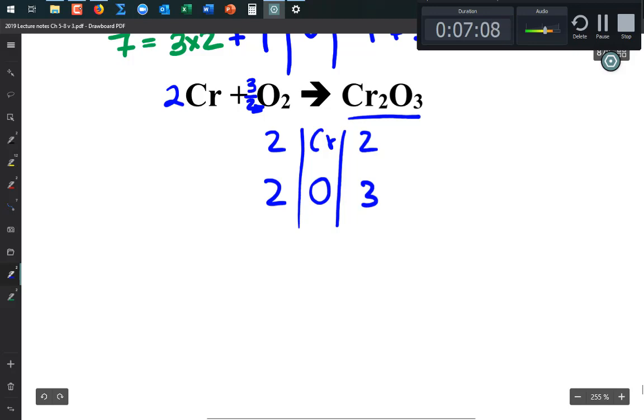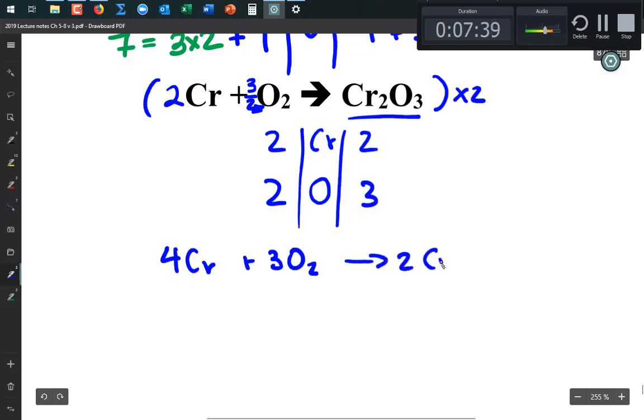I feel like I'm pulling teeth. And so then I get this fraction, and I can't deal with the fraction because we don't like fractions. They always say, well, you can't have fractions. The truth is lots of people balance stuff and they have fractions, like a half or whatever. It's okay. But generally speaking, if you're getting an answer on a test, it's the smallest whole number coefficients. Okay, so multiply everything by two. I have four chromiums, three oxygens, two chromium three oxides, like that, and that'll be balanced.